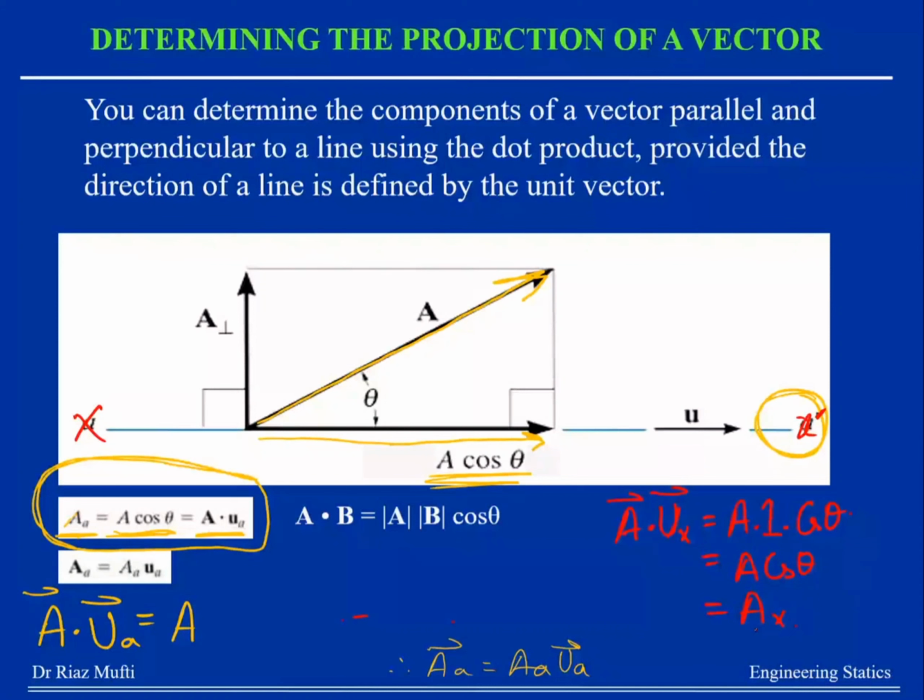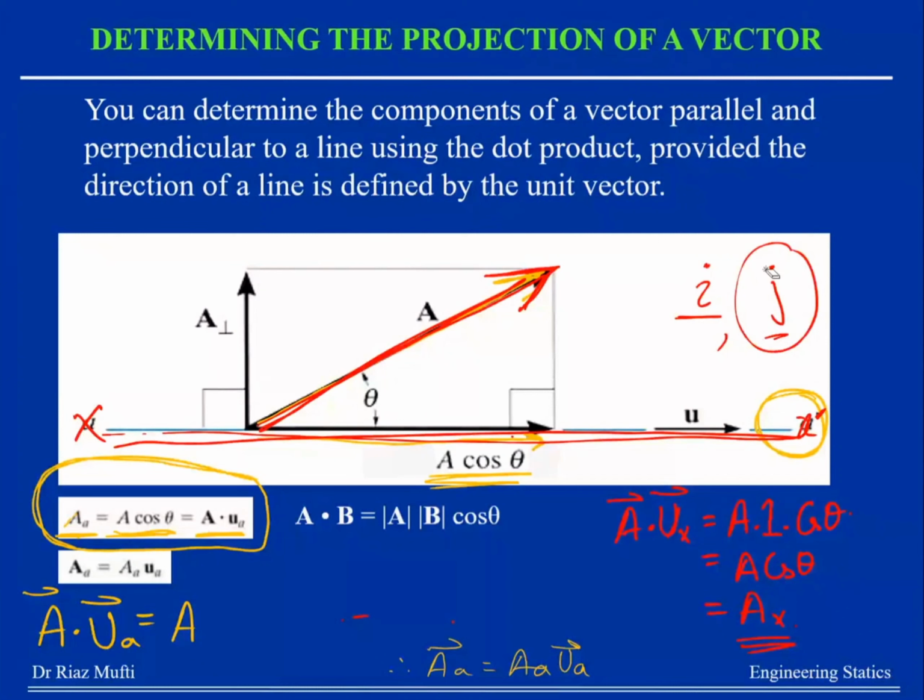So in simple words, remember, if you do a dot product of a vector along any axis, you can find its component on that axis. Let me explain it again. If you do the dot product of a vector with the unit vector along the axis, if I do it along the i unit vector, I will get the x component of it. If I do it along the y, so along the j unit vector, I will get its component along j. So that's how they do it.